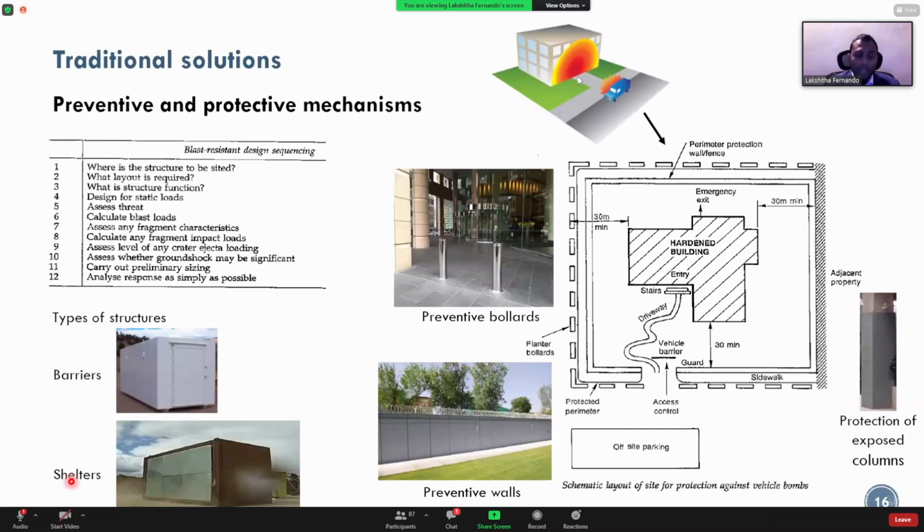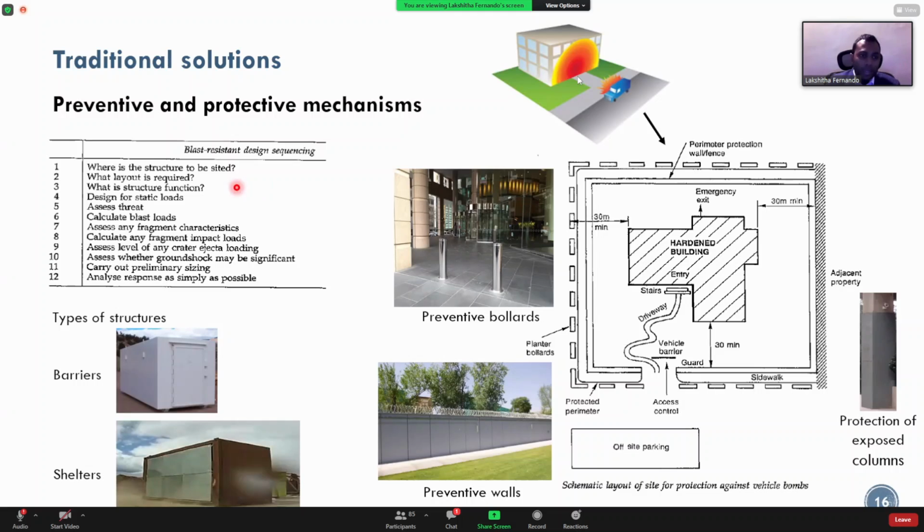But most of our structures, more often than not, are shelters because we expect the blast to be from outside. So we want to protect our structures from explosions from outside. So depending on whether your structure is a barrier or a shelter, your approach would be different. So that is why it's important to identify the function of the structure.